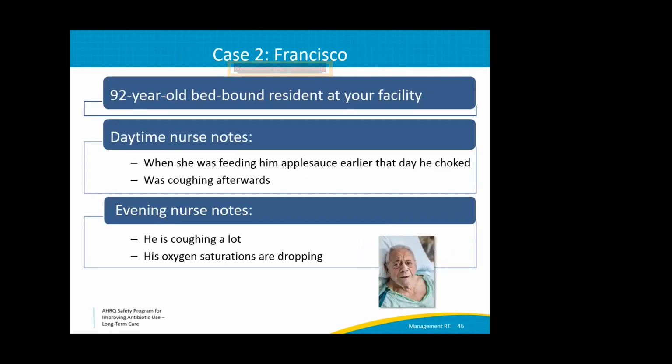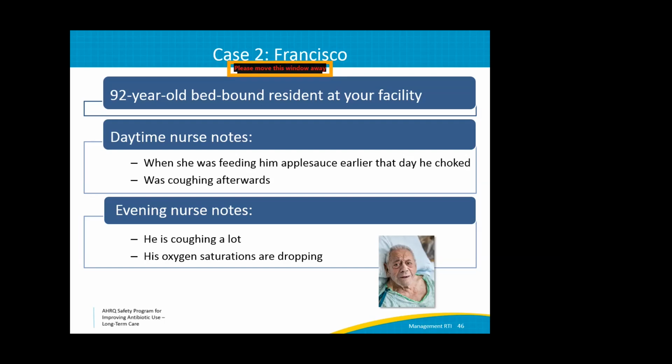So moving on to our last case, Francisco. This is a 92-year-old bedbound gentleman who's a resident at your skilled nursing facility. He has multiple sacral and other pressure wounds and does have a history of pressure ulcer infections in the past, including pseudomonal pressure ulcer infections.